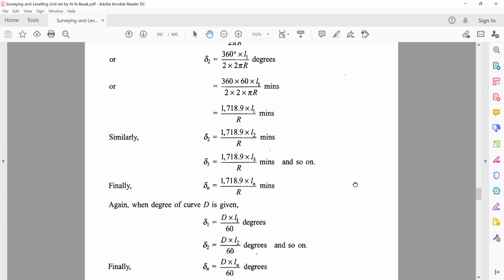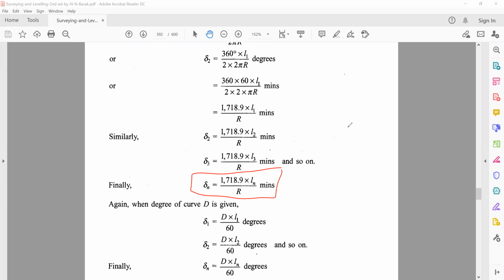So the equation for finding out the deflection angles is this one. This is equal to 1718.9 multiplied by ln, which is the chord length, divided by the radius of the curve. And remember, this equation gives you the deflection angle in minutes. So you need to convert into degrees or whatever notation you want to use. But this is the equation essentially that we are going to use.